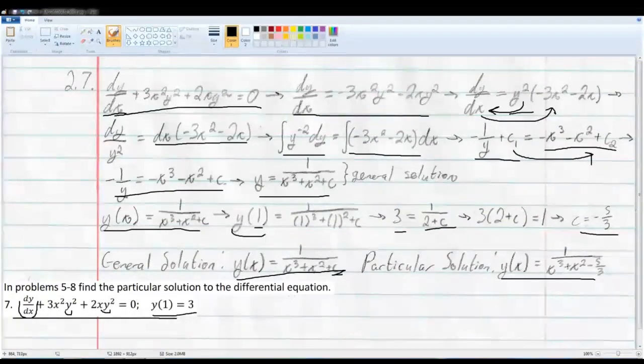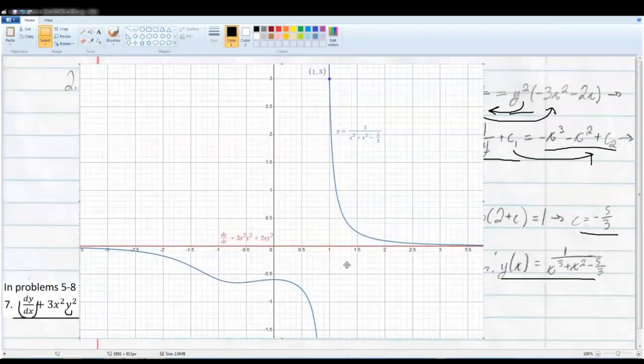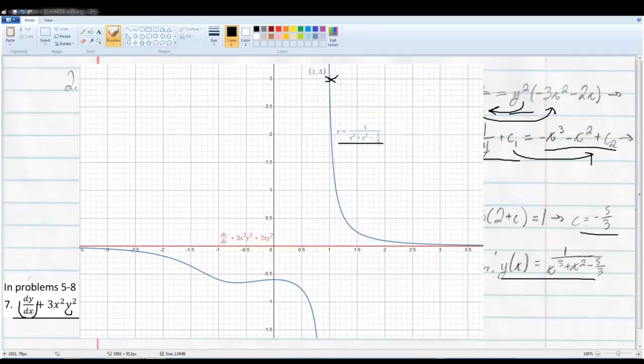And if you were to graph it, which I have done, here we have y equals 1 over x cubed plus x squared minus 5 over 3, which is our particular solution. And as you can see, right at (1, 3), there's our point. And when you actually plug this in, if you have the calculator do the derivative for you and y is just a function, you can actually see there's a red line on y equals 0 because it always equals 0.